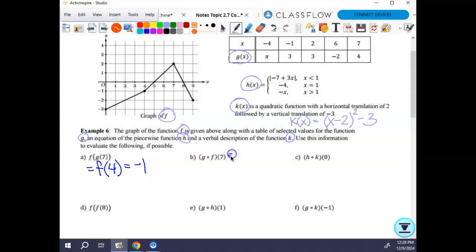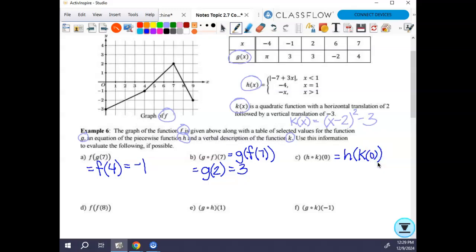All right, so I would rewrite this as g of f of 7. All right, so then what is f of 7? 2. So this is now just g of 2. And what is g of 2? 3. Okay. Everybody with me? Then I'm going to rewrite this as h of k of 0.